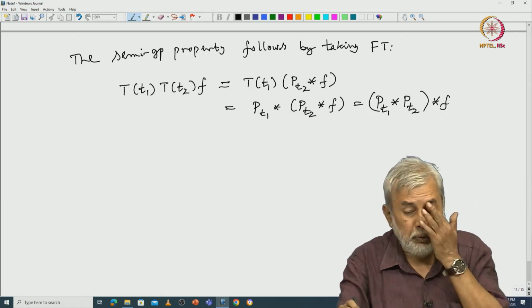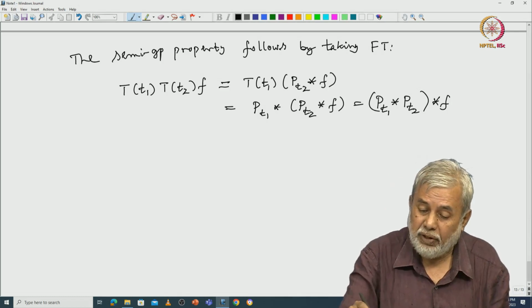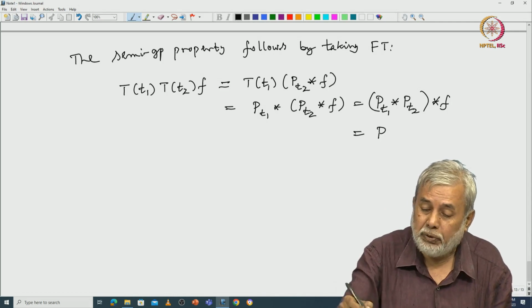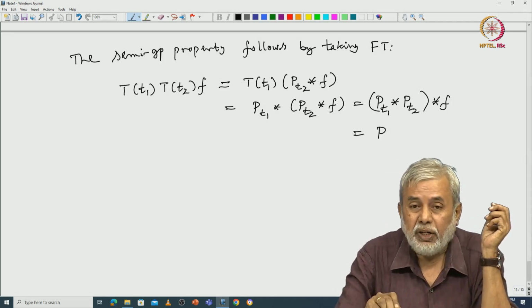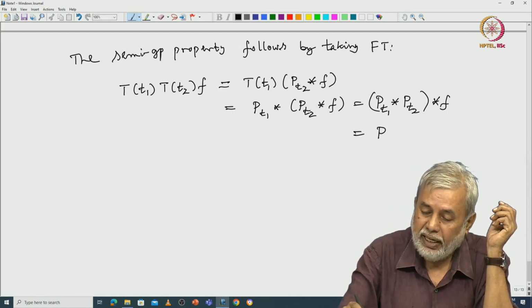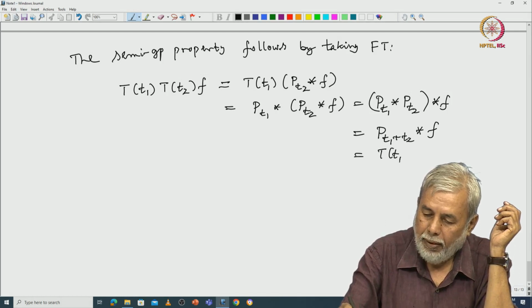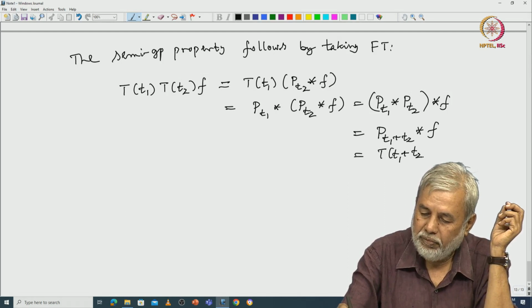And now you use the Fourier transform of P_t that I stated. So, just to conclude, this is by taking the Fourier transform. If you take the Fourier transform, it will be a product of the Fourier transforms, and again you take the inverse transform. So, you do get this, and that is just T of t1 plus t2 f.